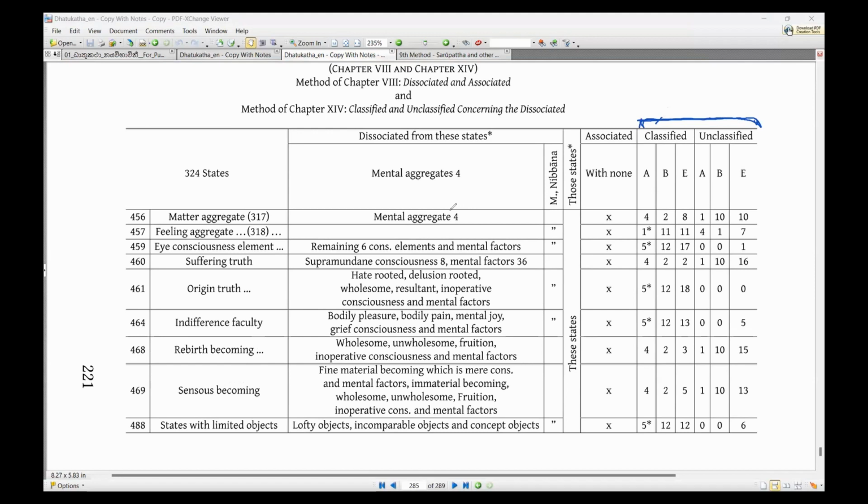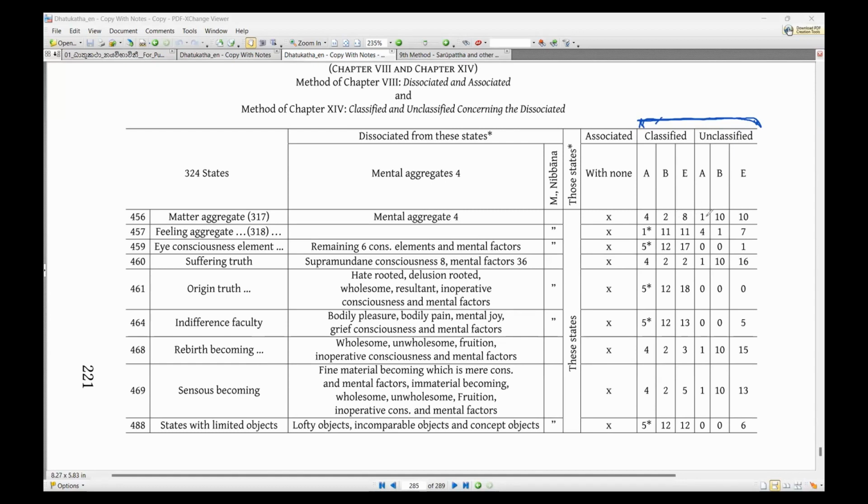So for the matter aggregate, it is Vipayutta. It is disassociated with the 4 mental aggregates. So they are classified in 4 aggregates, 2 bases, and 8 elements, right? Straightforward, right? The 4 mental aggregates are the 4 mental aggregates here. And the 2 bases are the Manayatana and Dhammayatana. For the 8 elements, it is the 7 consciousness elements and also the ideation element, the Dhammadhatu.